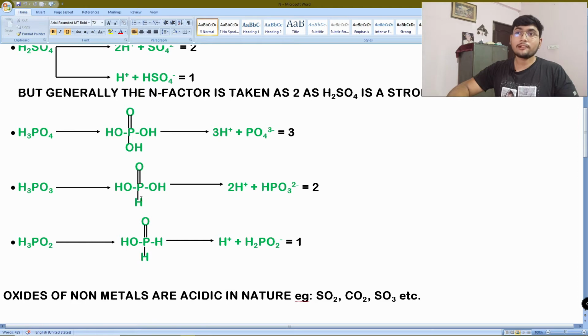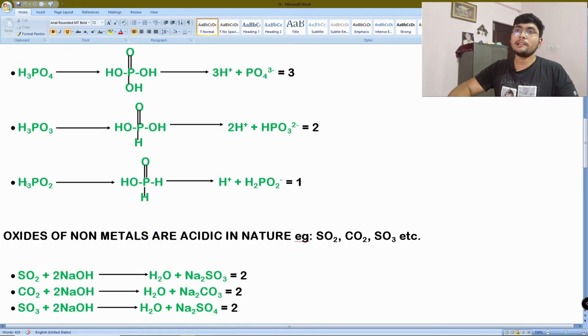Now the third hydrogen will not be liberated as H plus because that hydrogen is directly attached to the central atom, which is phosphorus. So its bond dissociation enthalpy is very high as compared to the hydrogen-oxygen bond. That's why the 2 hydrogens attached to oxygens get liberated easily as H plus ions, whereas the phosphorus-hydrogen bond does not break because of its high dissociation enthalpy. So this H3PO3 will give 2 H plus ions, so its n factor will be 2.